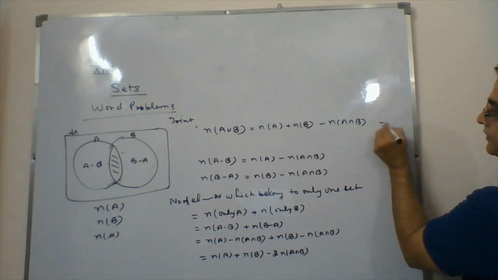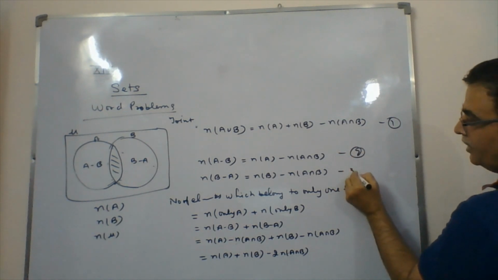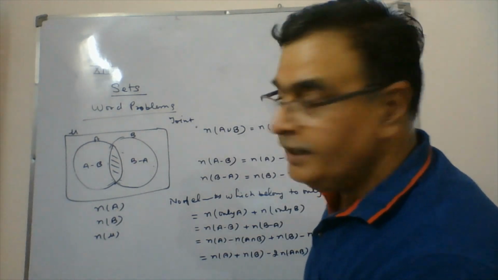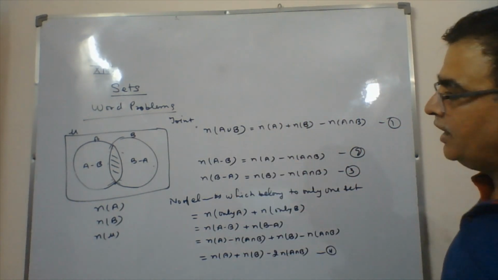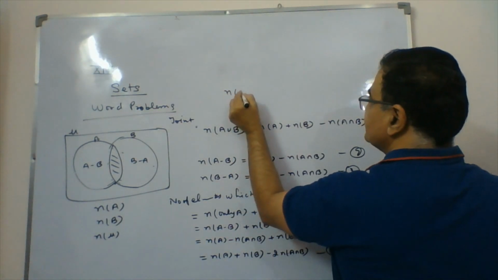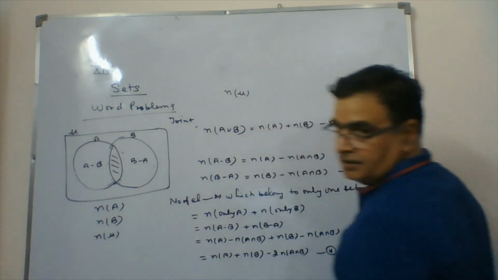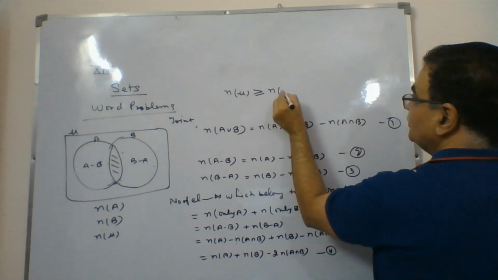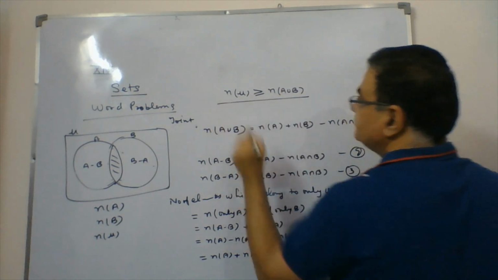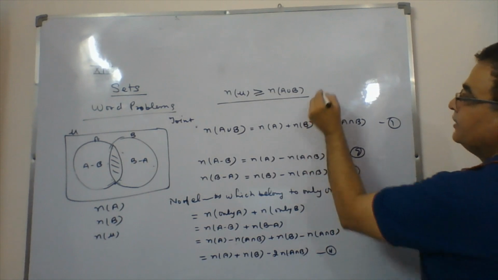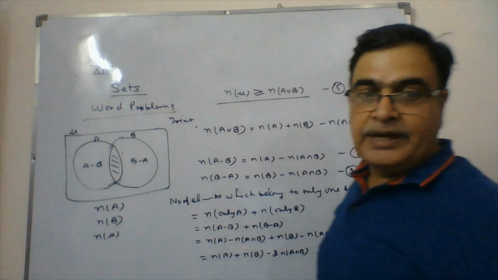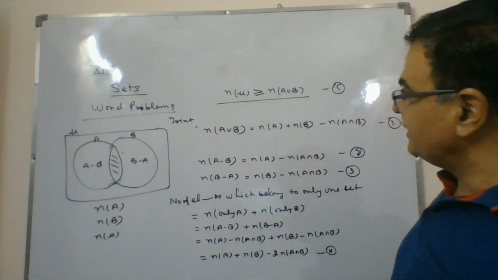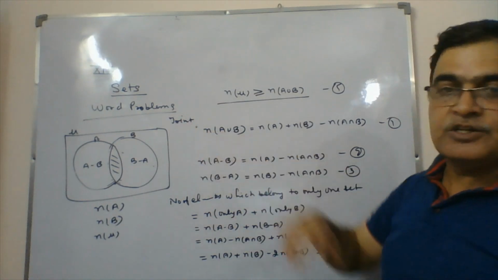So one formula is this, second formula is this, third formula is this, fourth formula is this. And one more thing, note here: the universal set, that is this total, always comes out to be greater than or equal to the union of the two. This is a formula you should also remember. This is the fifth result we should know, that n(universal set) is always greater than or equal to n(A union B). So these are the results we are going to have when we have joint sets.